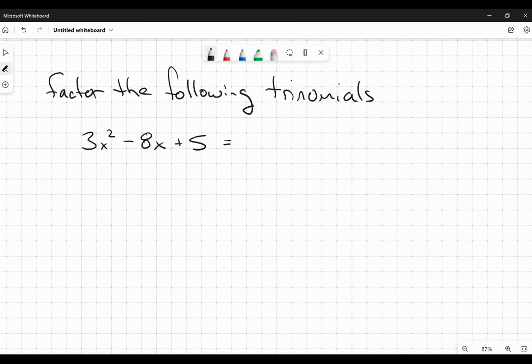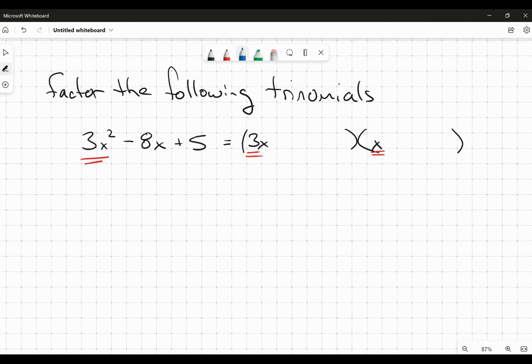So I've got 3x squared minus 8x plus 5. Going to assume that breaks down into two binomials. And I know that the product of the two terms here is going to give me the first term. So 3x squared is going to be the product of two terms. Now, the nice thing about this is that 3 is a prime. So I know I can only break down 3 into 3 and 1. So there we go. I start off with 3x and x.